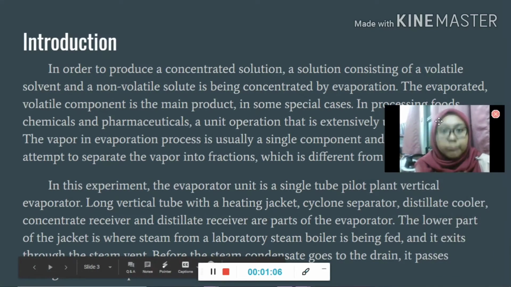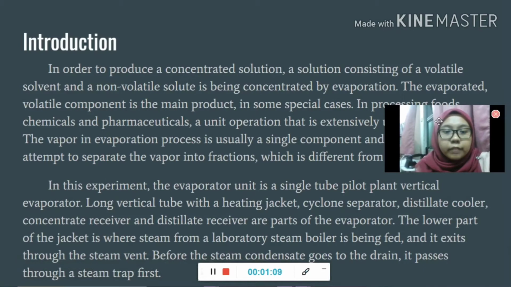In this experiment, the evaporator unit is a single tube pilot plant vertical evaporator, a long vertical tube with a heating jacket. The cyclone separator, distillate cooler, concentrate receiver, and distillate receiver are parts of the evaporator. The lower part of the jacket is where steam from a laboratory steam boiler is being fed and it exits through a steam vent. Before the steam condensate goes to the drain, it passes through a steam trap first.